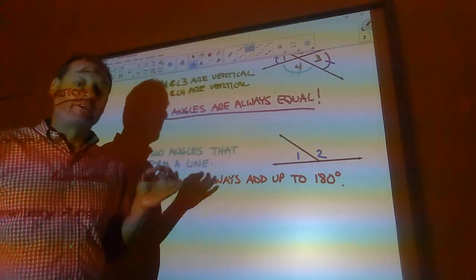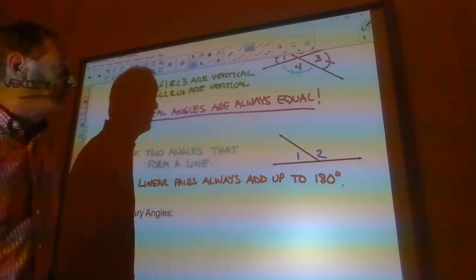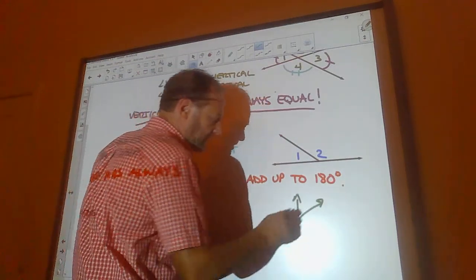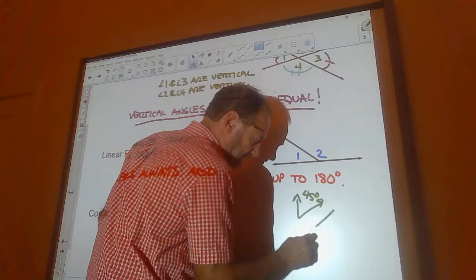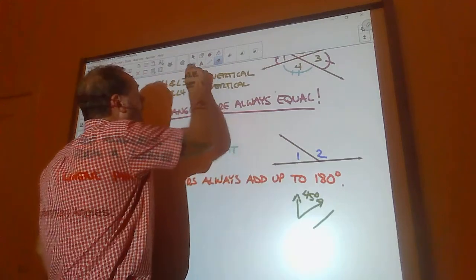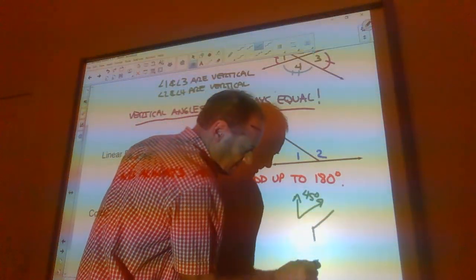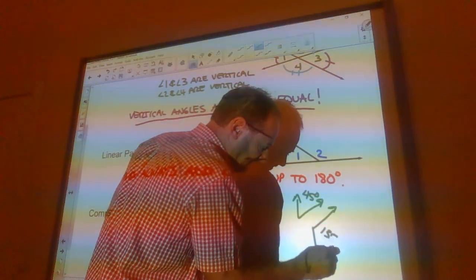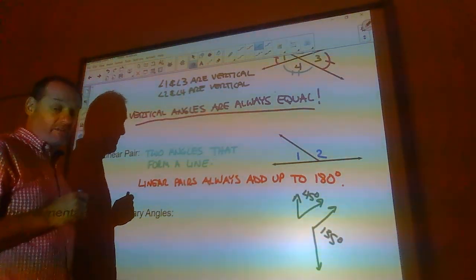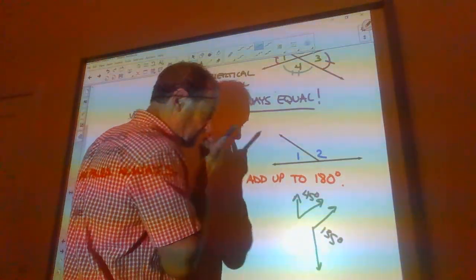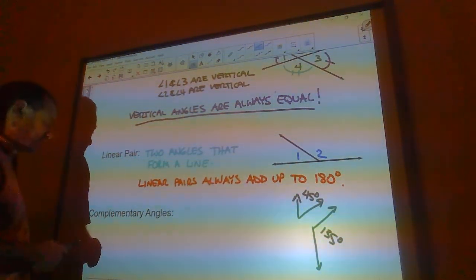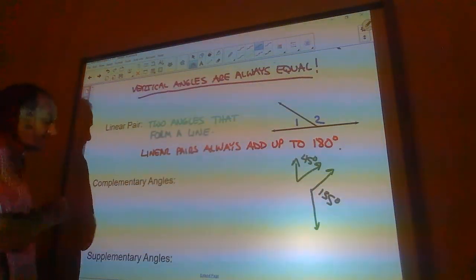Okay, now there's other angles that are not linear pairs that add up to 180 degrees. For example, I could have this angle and say that that's 45 degrees, and I could have this angle. Whoops, that's not right. Right there, this angle is 135 degrees. Those two angles add up to 180 degrees, but they don't form a line, okay? And so they're not a linear pair, okay? However, they are something else that we'll talk about in a minute.